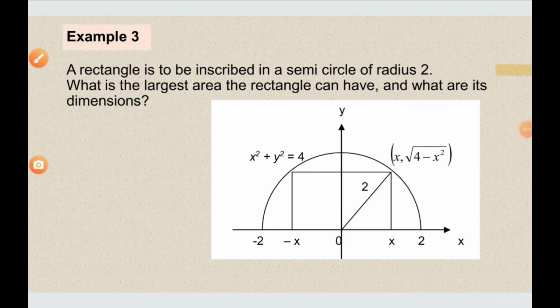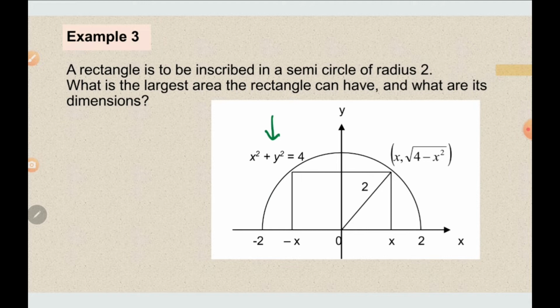Example 3. A rectangle is to be inscribed in a semicircle of radius 2. What is the largest area the rectangle can have and what are its dimensions? Okay, so the information given here is there is a rectangle to be inscribed in a semicircle of radius 2. To help you to answer the question, the equation of the semicircle is given here. The diagram is also given here.